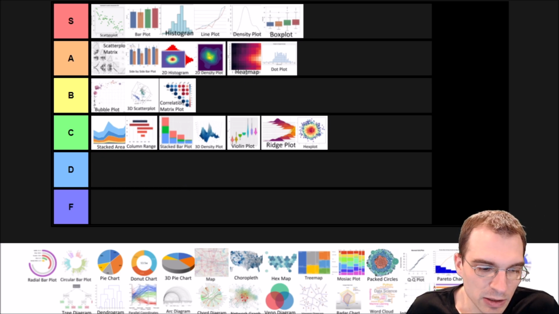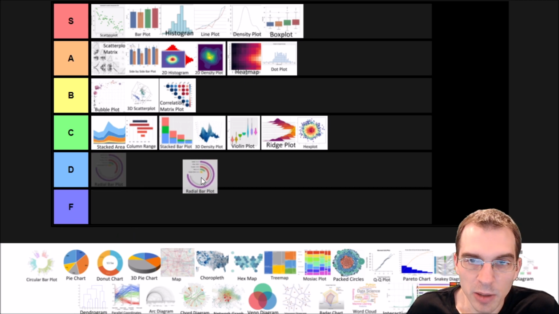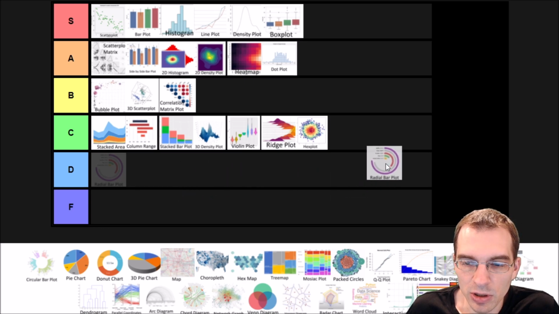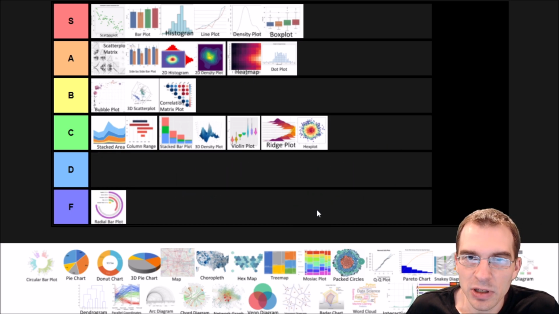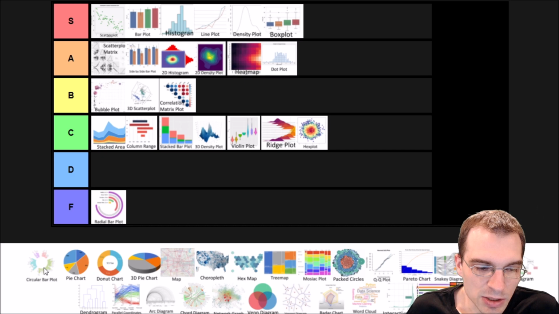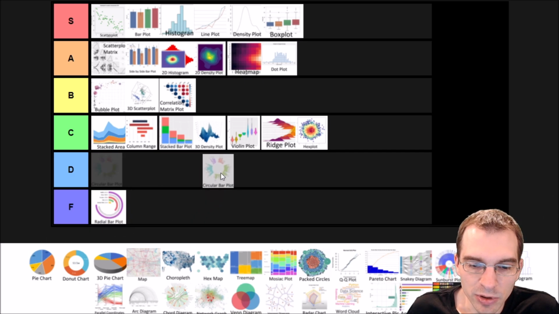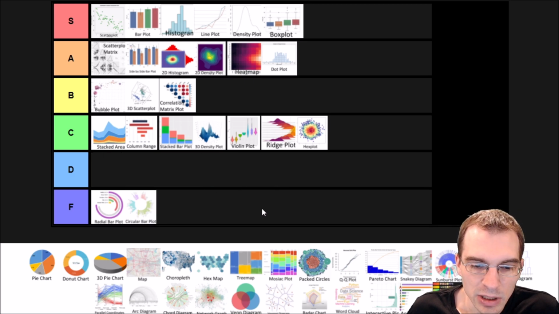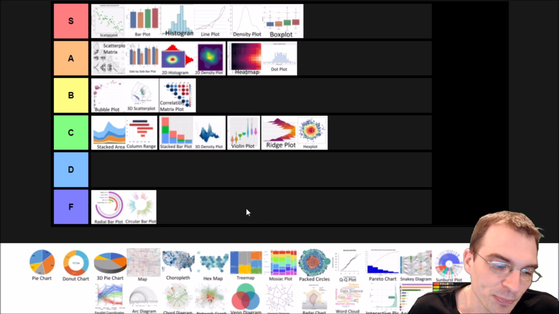All right, next we've got the Radial Bar Plot, basically a bar plot but oriented in a circle. I'm going to put this at F tier. I don't see any reason you'd use this over a standard bar plot. It just makes it harder to read. And the circular bar plot is the same story. If you have data and you want to break it down by categories, there's no reason to do it in a circular orientation. You could just use the side-by-side bar plot or something else. So this is going to be another F tier for me.